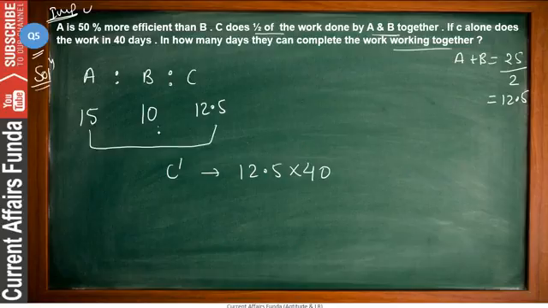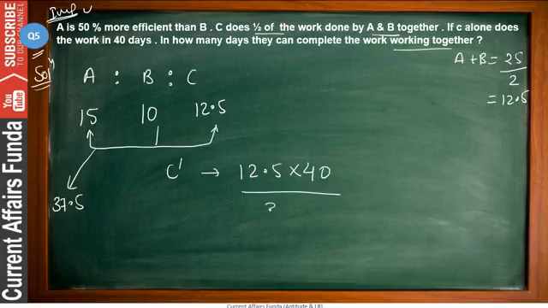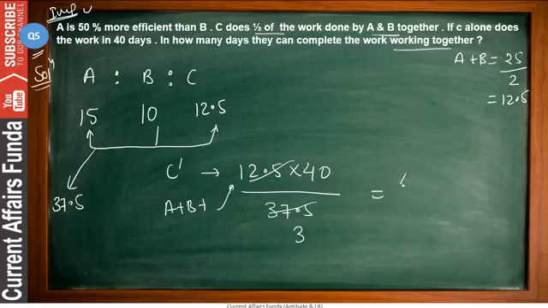Okay, so the combined efficiency of A, B and C: add 15 plus 10, that is 25. 25 plus 12.5 will be 37.5. Okay, so divide by 37.5. So we can say A plus B plus C will do this kind of work in exactly 3 times, and your answer will be 40 by 3 days. Okay, so friends, if you want to avoid this solution, then there is a shortcut for you.